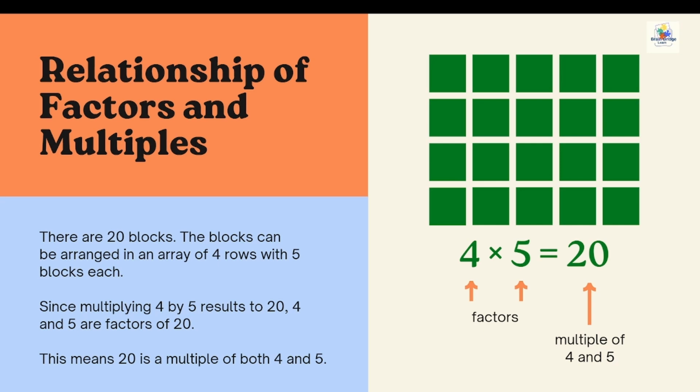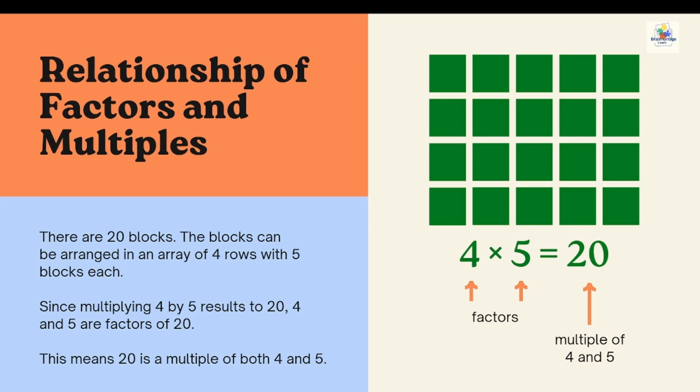Relationship of factors and multiples. Here we will learn the relationship between factors and multiples. There are 20 blocks here. You can count: 1, 2, 3, 4, 5, 6, 7, 8, 9, 10, 11, 12, 13, 14, 15, 16, 17, 18, 19, 20. These blocks can be arranged in an array of 4 rows with 5 blocks each, as is already done here. Since multiplying 4 by 5 gives 20, 4 and 5 are factors of 20. These two numbers are also a factor pair.